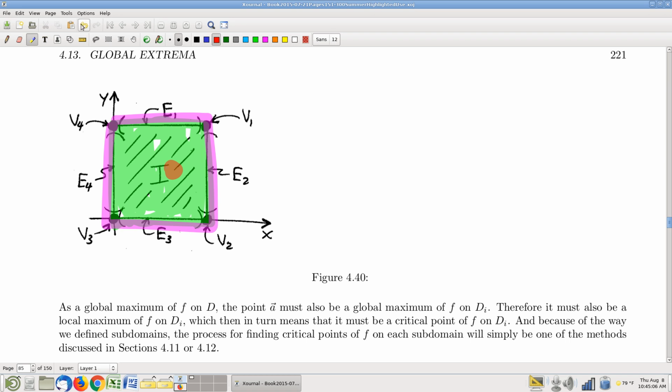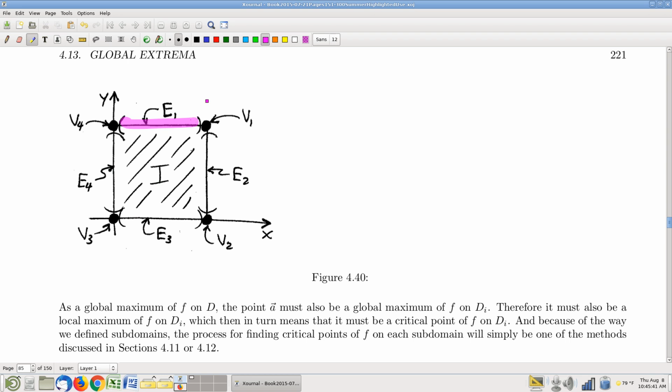Okay, well, yeah, but what if it was over here on this edge? What if that's where the absolute maximizer is? Well, it would have to be the absolute maximum on that edge. It would have to be a critical point on that edge. Right? So, you just go through and enumerate all the possibilities. Wherever that maximizer is, it would have to be a critical point on that corresponding piece of the domain. So we can find the absolute maximizer just by looking at all of the pieces of the domain separately.